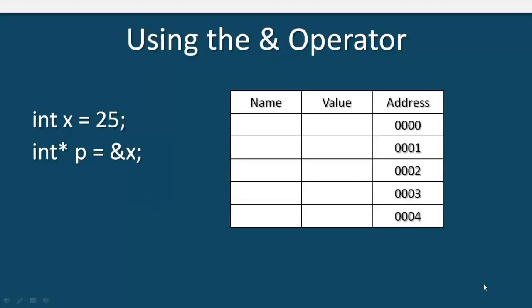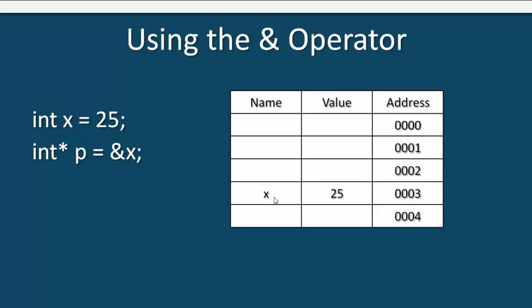Alright, so let's take a look at an example using the address of operator, and we're going to go back to the original example that we started with when we first started talking about pointers. In this example, we have this integer variable X, and we have the value of 25 assigned to X. So we can imagine here in memory that at some particular location, say at address location 3, we have this value of 25 and we have the variable X associated with it.